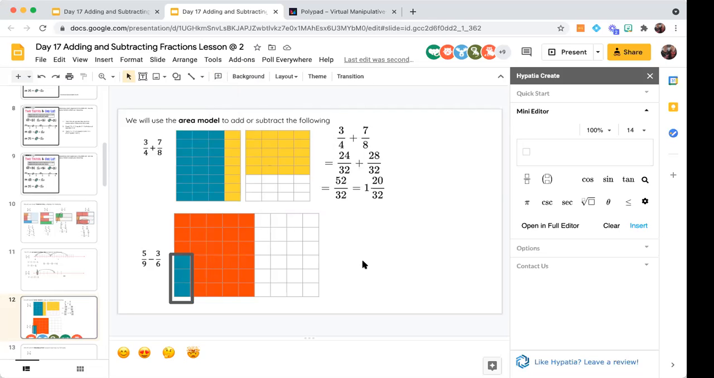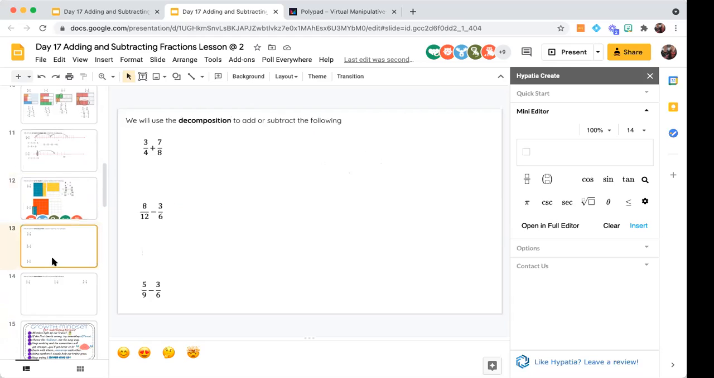Again, not the easiest way because we could look at 9 and 6 and say, well, 18 is the common denominator. That would make for much smaller fractions, for sure. But sometimes we need a different visual to get there. All right, let's look at this last slide.